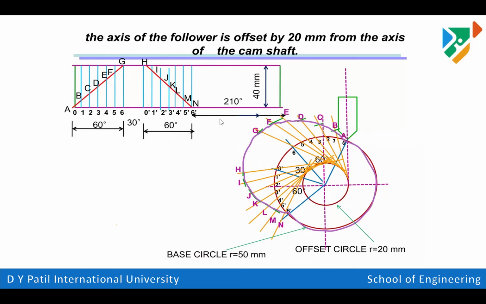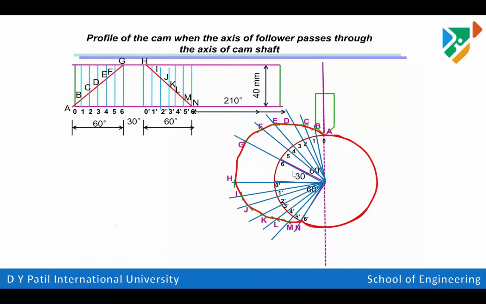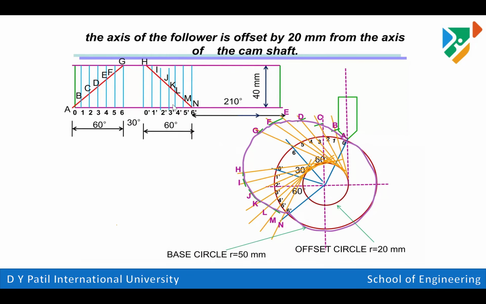The one thing you need to remember whenever we are solving such a problem statement: try to understand whether the orientation of the follower is given as inline or offset. If offset is given, then we have to draw the offset circle, and with respect to this offset circle we need to mark all these angles. So this is the difference between inline follower and offset follower in uniform speed.